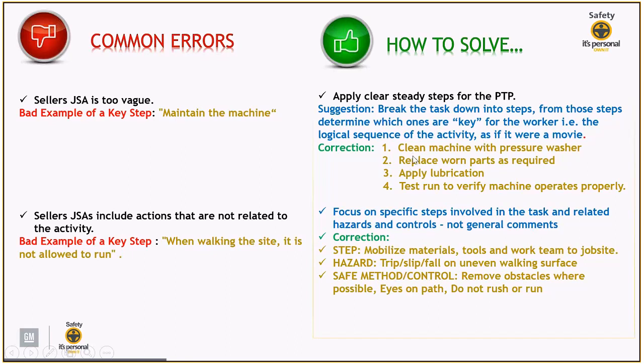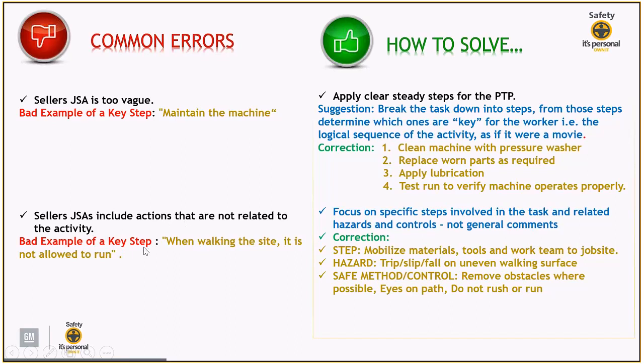So, for instance, number 1 would be clean the machine with a pressure washer. Number 2 would be replace the worn parts as required. Number 3 would be apply lubrication. Number 4 would be run a test to verify the machine operates, right? So, logical sequential order. Some other common errors we see: the seller's JSA includes actions that are not related to the activity.